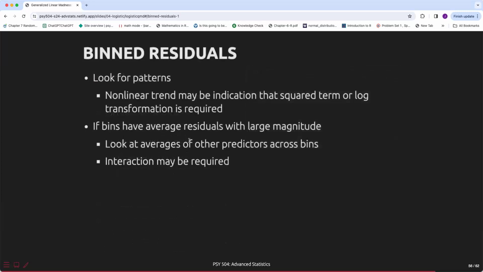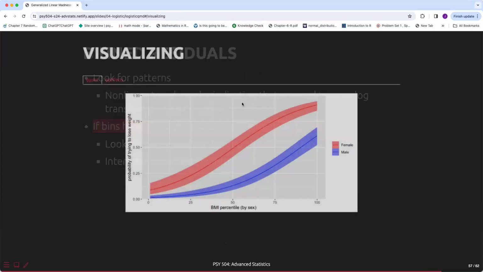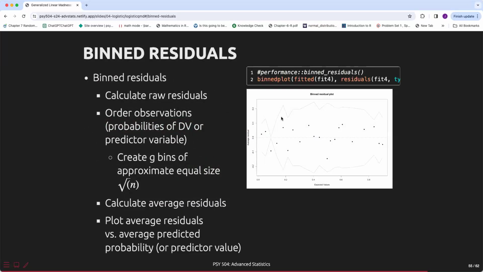We also want to look to see if there are really large residuals with large magnitudes that fall outside of these boundaries. This could be indicative of a poor model fit where we're not accounting for certain predictors or maybe an interaction variable. So again, it's important to look at these binned residual plots, and they tell us how good the model fit is. Generally speaking, if we see something like this, that means our model fit is pretty good.